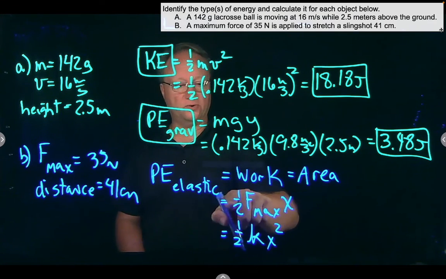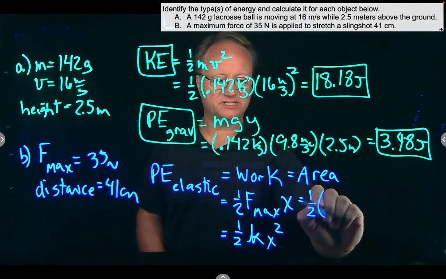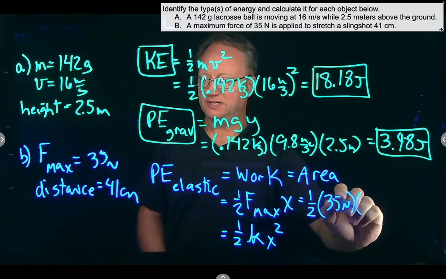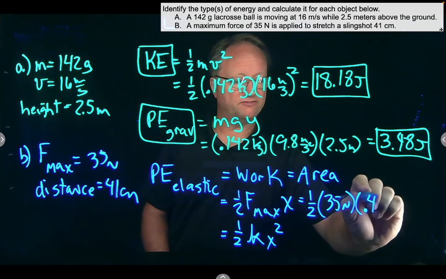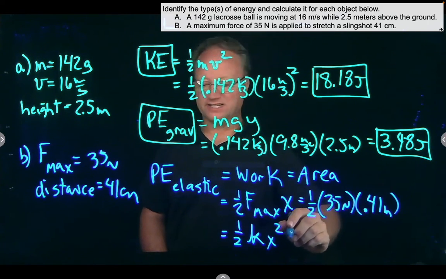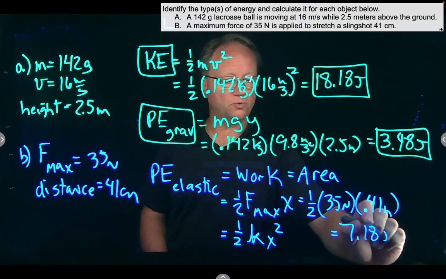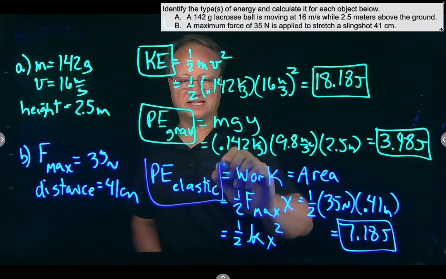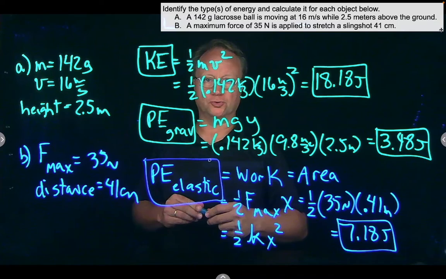Based on what we know, I'm going to use the area of the triangle, the 1/2 force times distance. So this is 1/2 times 35 newtons, multiplied by, converting our centimeters to meters, 0.41 meters, which is going to give me an elastic potential energy of 7.18 joules. So this substance has elastic potential energy of 7.18 joules.